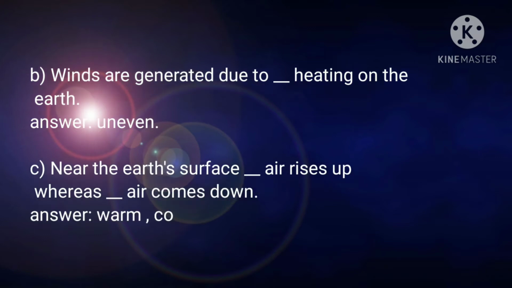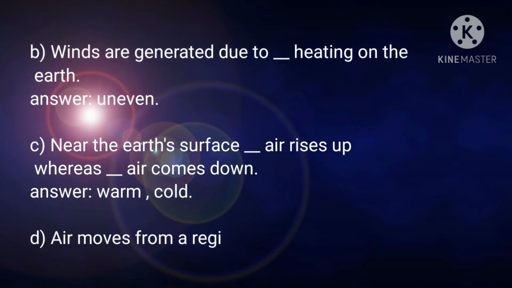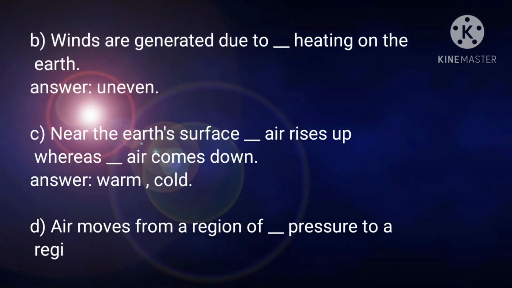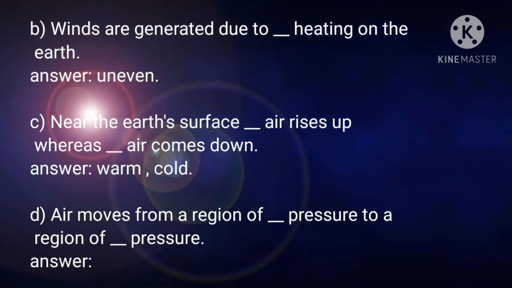C. Near the earth's surface, dash air rises up whereas dash air comes down. Answer. Warm air, cold air. D. Air moves from a region of dash pressure to a region of dash pressure. Answer. High, low.